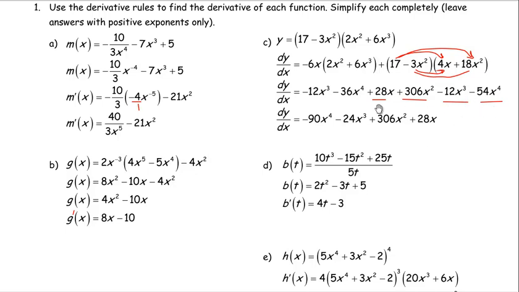There's an x to the fourth term here and here. Negative 54 and negative 36 is negative 90, so negative 90x to the fourth. And we have x cubed terms here, two negative 12x cubed, so that's negative 24x cubed. And there's only one x squared, and there's only one x term. So that would be our simplified derivative.